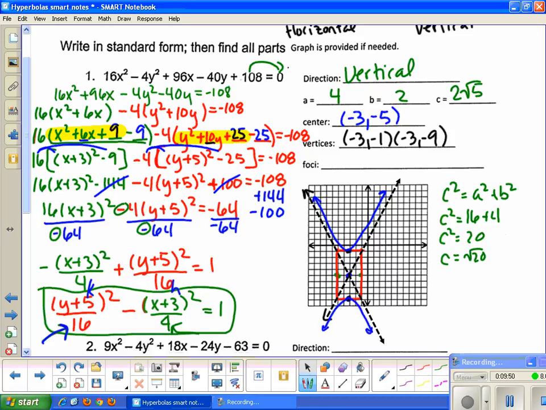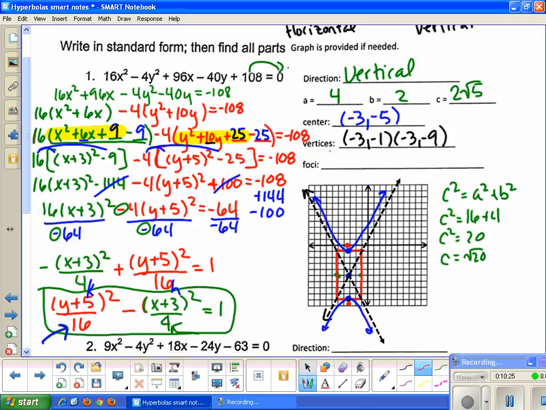The last thing that I want to find is my foci. So in order to find my foci, I need to look at my c value, which is 2 root 5. So that means that from my vertices, from this vertex, I'm going up 2 root 5, and from this vertex, I'm going down 2 root 5. So it's going to be really hard to see in the graph because it's so close. So it's about somewhere in there, and right around there. It's real hard to see because it's such a small number, and this is a very small graph, so I probably should have used a bigger graph, but that's everything that we have.